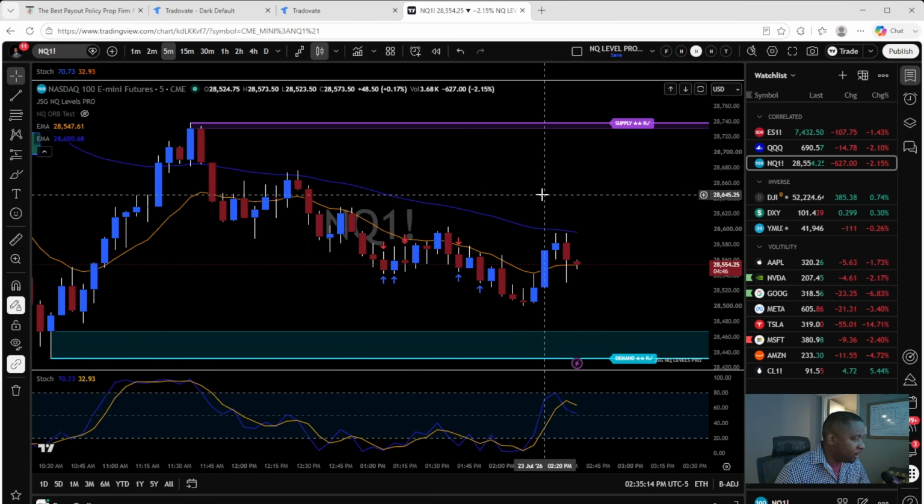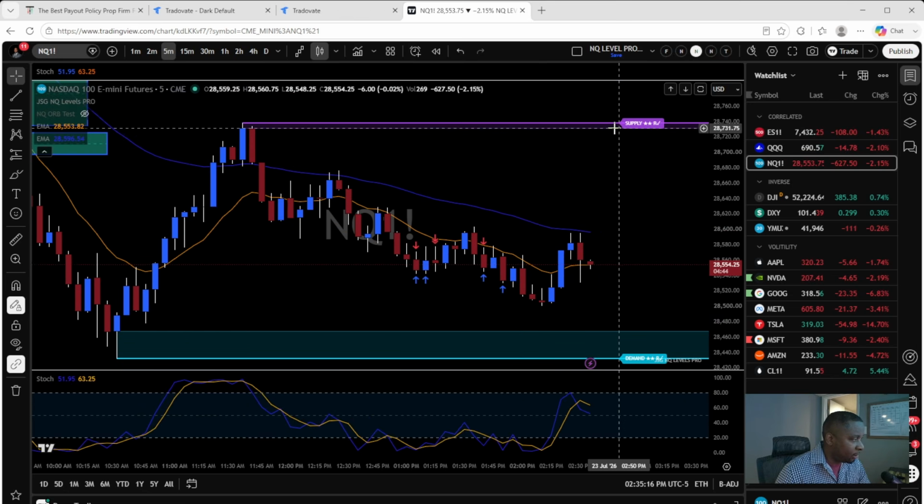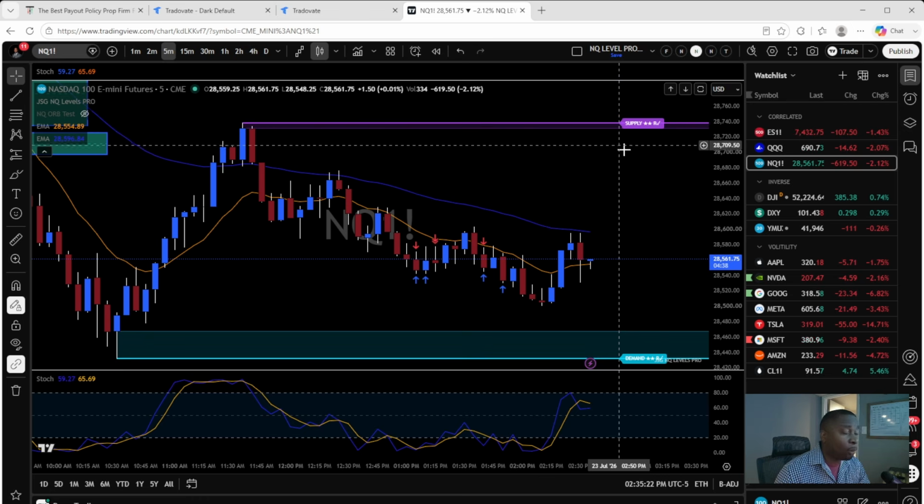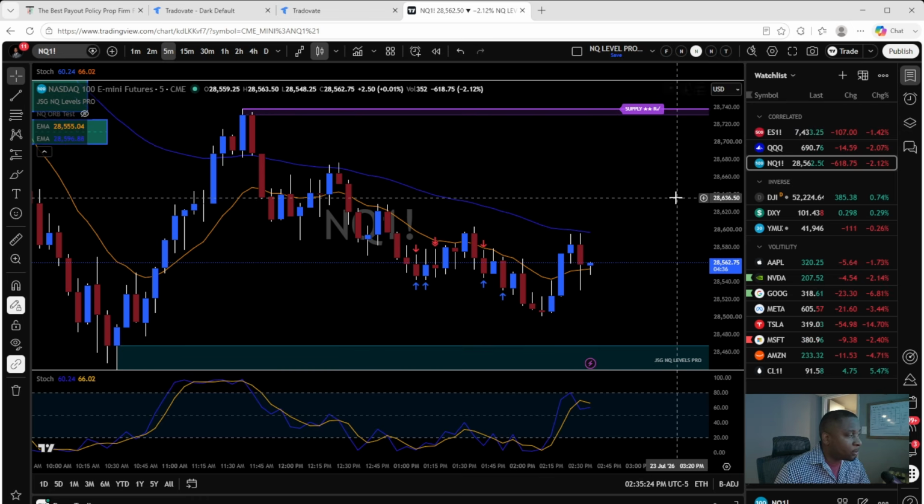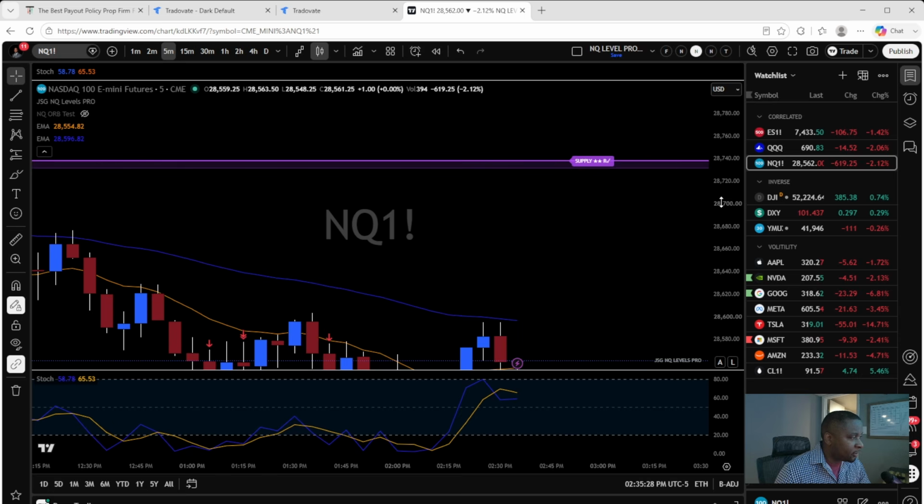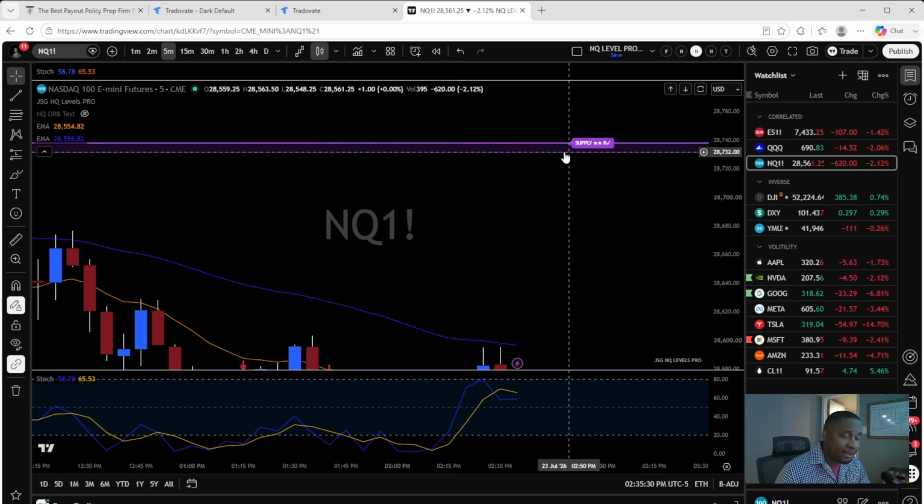So the idea here is to wait for price to hit this area, or one of these areas, either the supply or the demand zone, and reverse. And usually when it hits this area, it will reverse 10 points. But the most important thing here is to understand that if it hits this area and does not reverse, the most important thing to look at is how much you are risking.